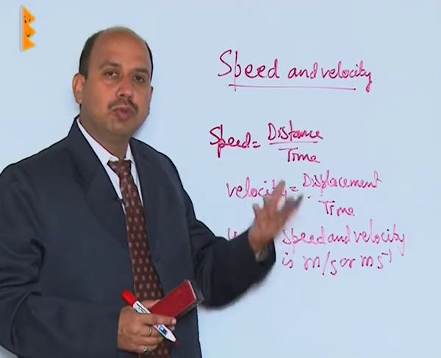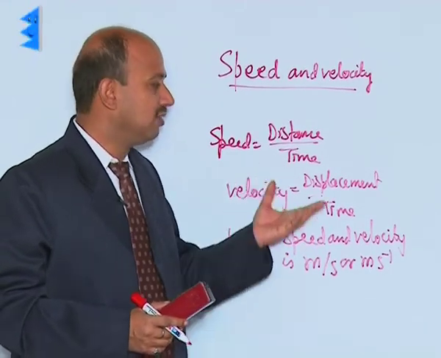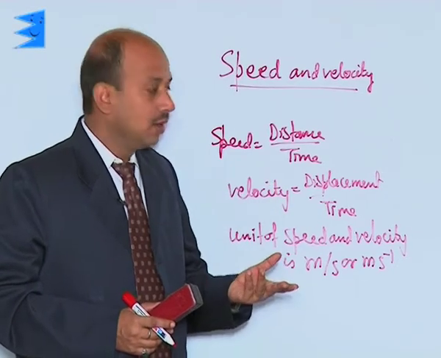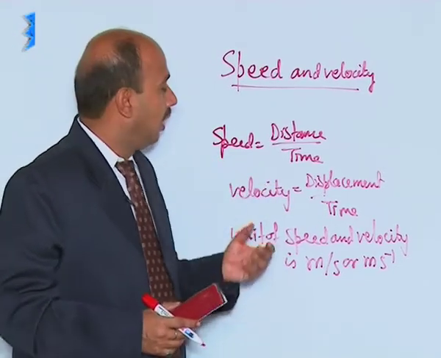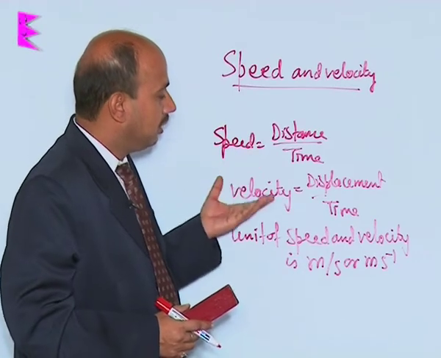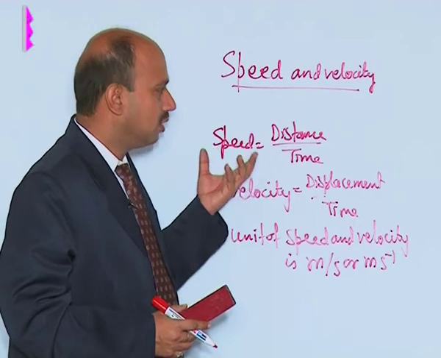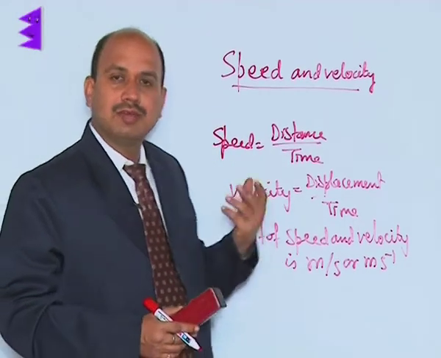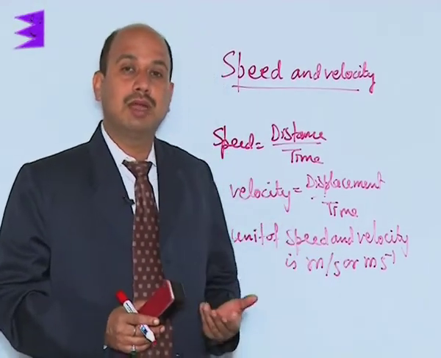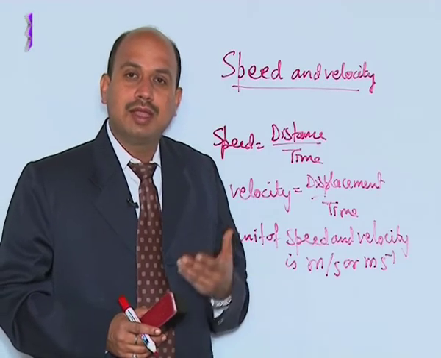So, if the object is moving in a straight line, distance and displacement are the same, and similarly speed and velocity will remain the same. So, now these are the definitions of speed and velocity, very simple part. Now, we will be coming to the average velocity and average speed.